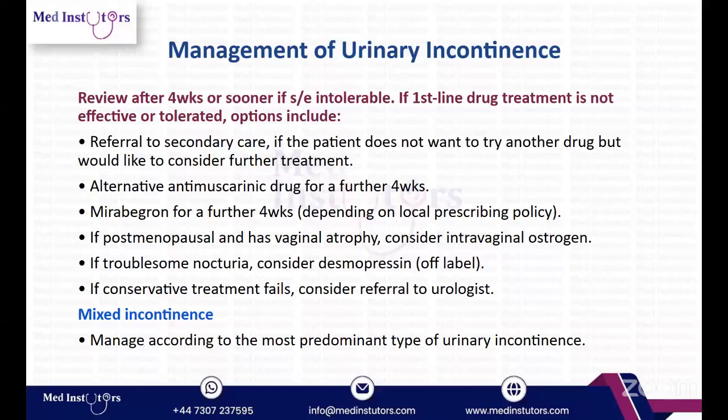Okay, so what happens now? You have successfully given the management to your patients. Maybe they have stress incontinence, urge incontinence, or mixed incontinence. So your next step in the management is to review your patient after 4 weeks, or earlier if the first line treatment is not effective or tolerated. So what should be your next steps if your first line management fails? Then refer to secondary care, maybe try alternative antimuscarinic drugs or mirabegron for a further 4 weeks.